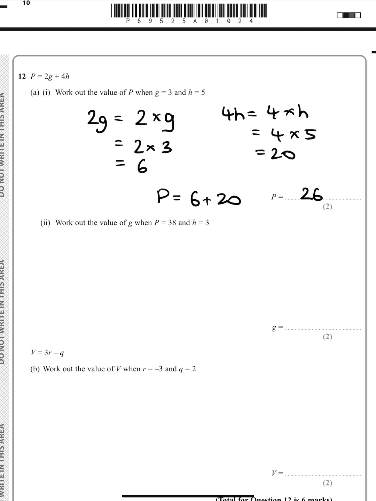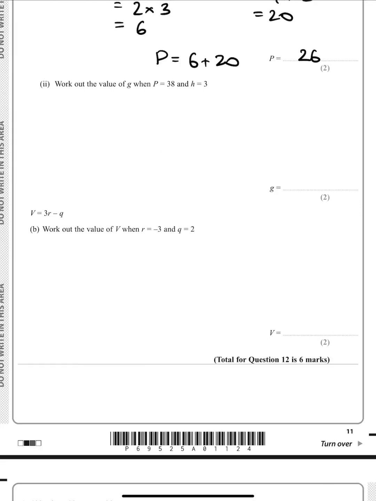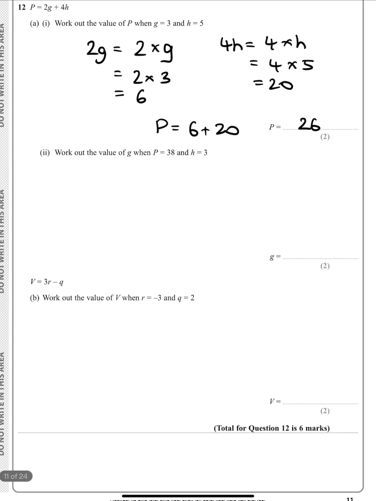Part 2 says work out the value of G when P equals 38 and H equals 3. So kind of going a bit backwards now, so we're going in reverse. If P is 38, I'm going to substitute that in. So at this point, I am going to substitute 38 as P. And so 38 is going to be equal to 2G plus 4H.